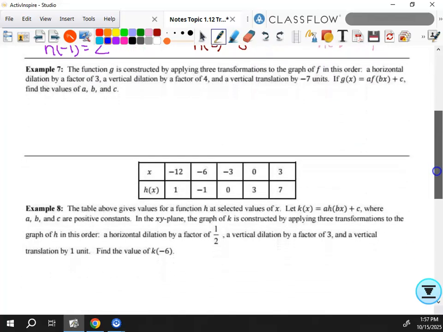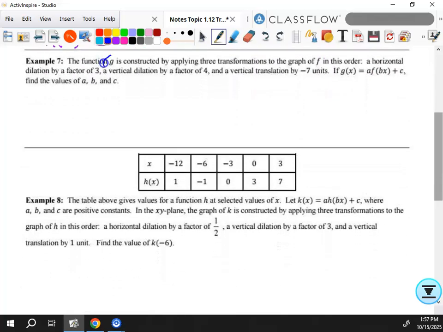So it tells me that the function g is constructed by applying 3 transformations to the graph of f. We have a horizontal dilation by a factor of 3, vertical dilation by a factor of 4, vertical translation by -7, and then it gives me this little g of x here.